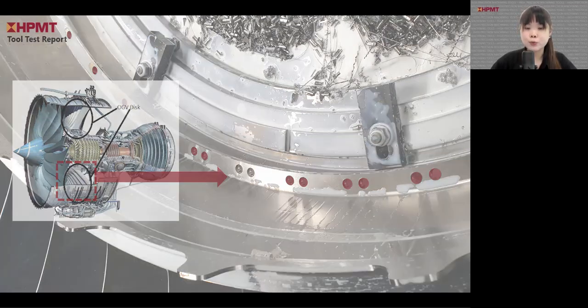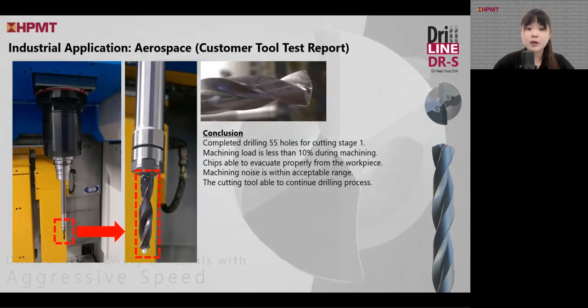Regarding what they shared with us, they concluded that with our cutting tools, we are capable of drilling all 55 holes, and the machining load produced along the cutting process is less than 10%. In the meantime, they also observed that the chips are able to evacuate properly. The machined size produced is also within the acceptable range. Most importantly, they suggest that our cutting tools are still capable of continuing the drilling process.